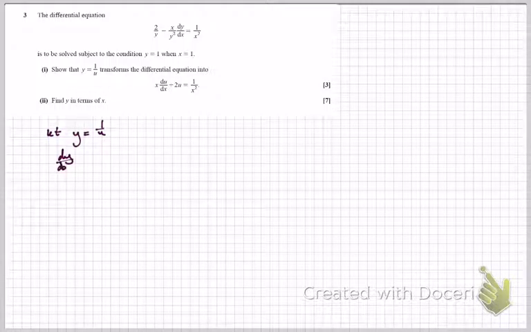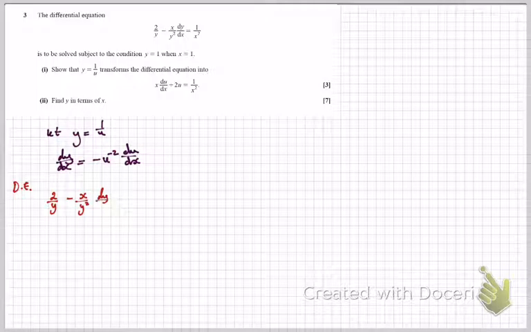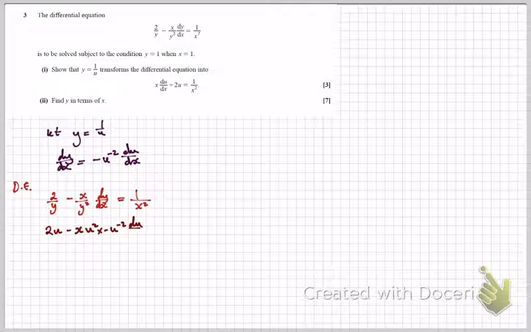Next question. A very similar question to the previous one. So letting y equal 1 over u, dy/dx using implicit differentiation is negative u to the negative 2 du/dx. The differential equation, which was 2 over y minus x over y squared dy/dx equals 1 over x squared, replacing 2 over y by 2u, then negative x over y squared by negative x u squared times by negative u to the negative 2 du/dx. Finally, this is equal to 1 over x squared.